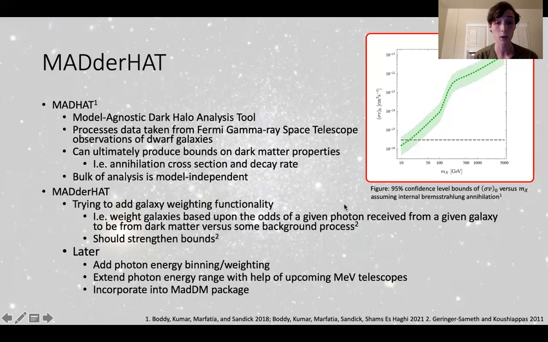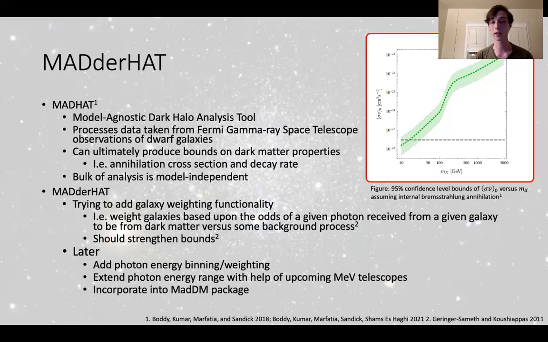And now, what I'm trying to do currently is to just add more functionality to MadHat. So specifically at the very moment, I'm trying to add galaxy weighting functionality to MadHat. One weighting scheme in particular we've been looking at is weighting galaxies based upon the odds of a given photon received from a given galaxy to be from dark matter versus from some kind of background process.